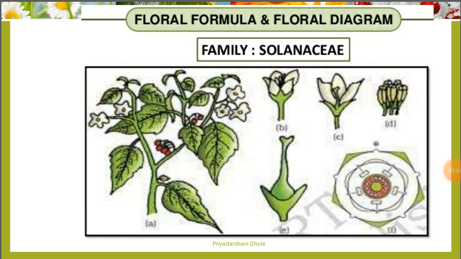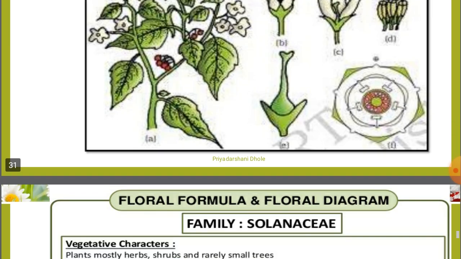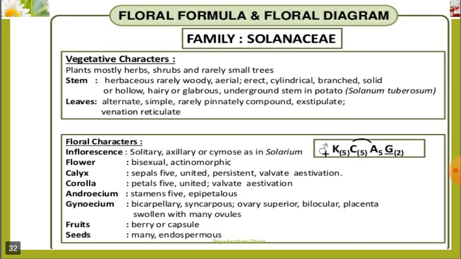Next one is floral formula and floral diagram. There is a single family for this academic year, which is family Solanaceae, and plants like brinjal and tomato all come under this family. Now, family Solanaceae. These plants are mostly herbs, shrubs, and rarely small trees. Now, stem. It is herbaceous, rarely woody, aerial, erect, cylindrical, branched, solid or hollow, hairy or glabrous. Underground stem, example is potato. Potato also comes under this family.